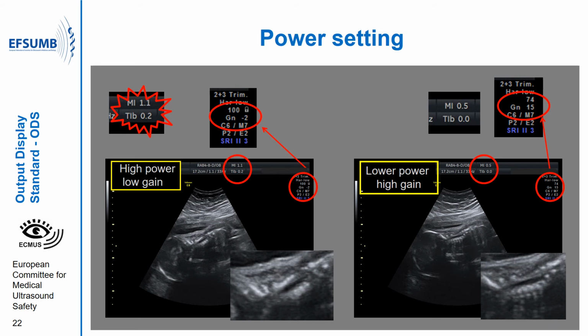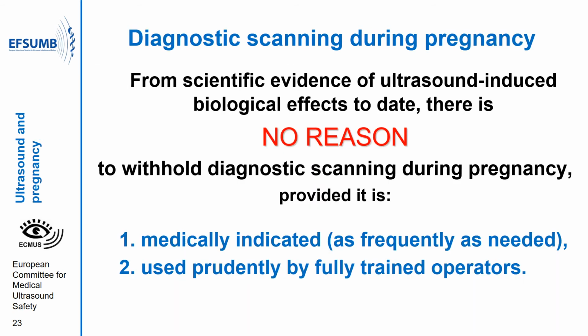This example shows different power and gain settings while imaging the same subject. The image on the left-hand side has high power output, with an MI value of 1.1 and low gain at -2, while the image on the right-hand side has lower power, MI equal 0.5, and high gain equal to 15. The quality of the images is similar, and arguably the image with lower power and high gain values has better spatial resolution, and from the point of view of safety, these lower power settings are preferable.